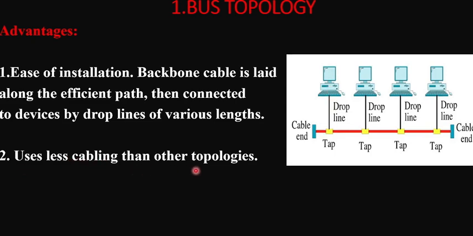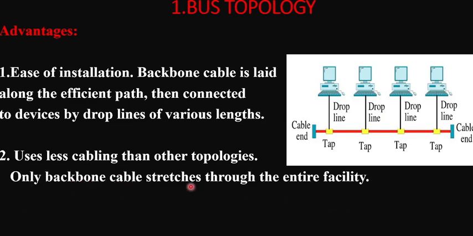It uses less cabling than other topologies. Other topologies need many cables, whereas bus topology needs a very small number of cables. Only one main cable is used over here, and others are just drop lines. So only the backbone cable stretches through the entire facility. Only this one main cable is used and it is stretched to connect these computers.